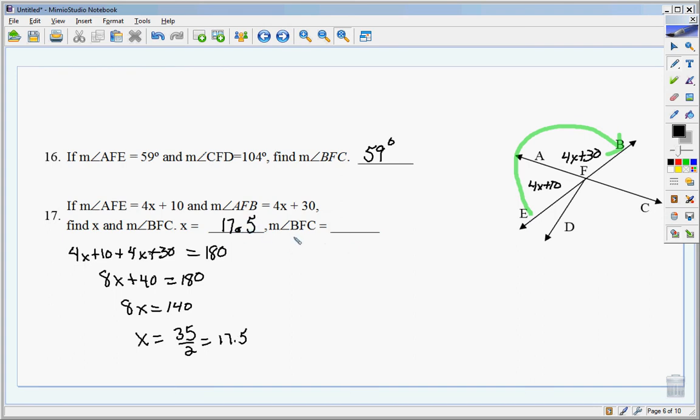They're looking for angle BFC. Because these two angles are the same, this would be 4x plus 10. So the angle that they're looking for, the measure of angle BFC, is 4x plus 10. But since I know the value of x, I can actually substitute that in. 4 times 17.5 plus 10. And when you work this out, this actually comes up to 80 degrees.